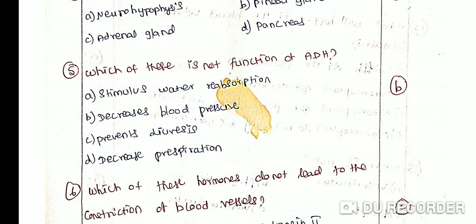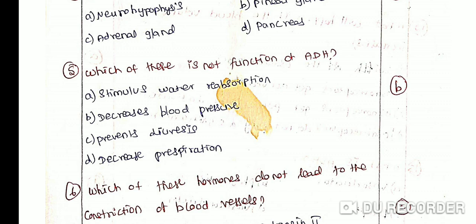Next question: which of these is not a function of ADH? Option A, stimulates water reabsorption. Option B, decreases blood pressure. Option C, prevents diuresis. Option D, decreases perspiration. The correct answer is option B, decreases blood pressure.